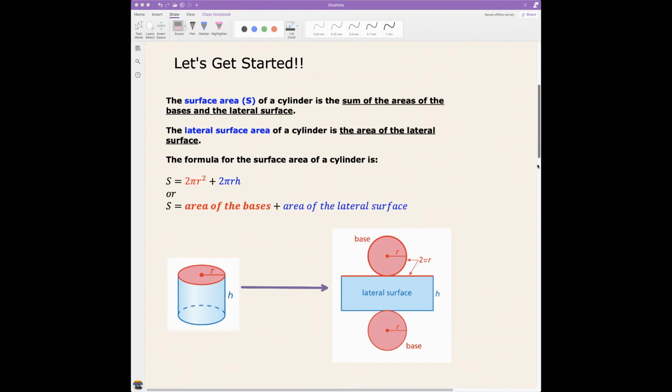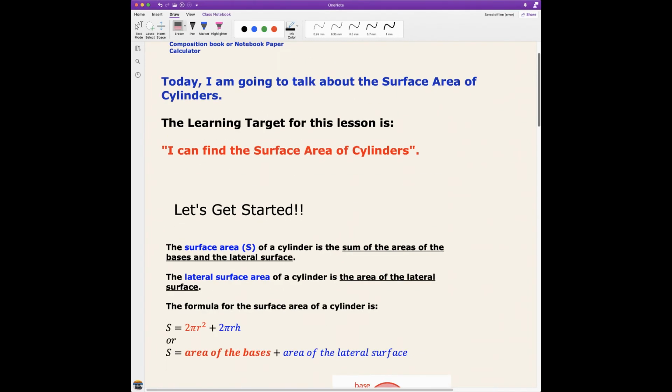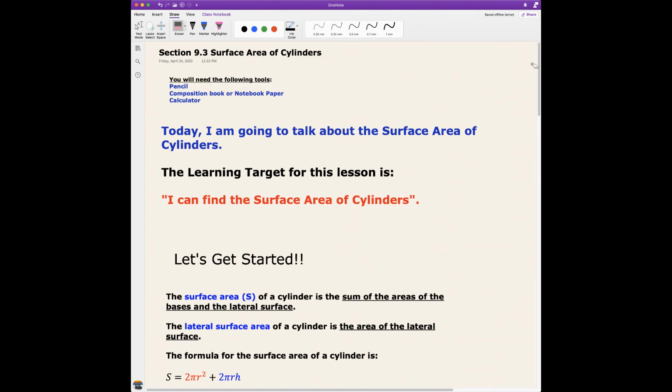Everybody, Mr. Odom here, and today I'm going to cover lesson 9.3, which is the surface area of cylinders. So we are going to try to find the area of the surface of cylinders.